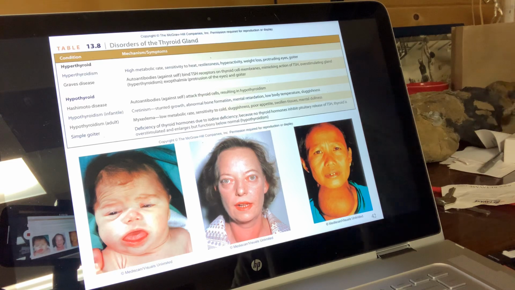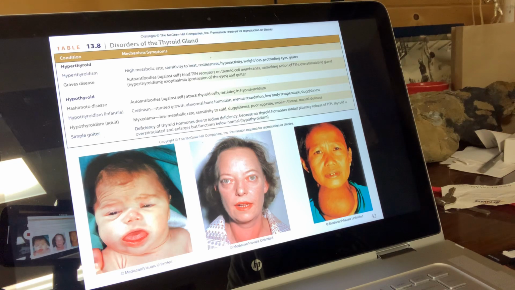Adults can also develop hypothyroidism for many different reasons, Hashimoto's disease being one of them. Ultimately, if hypothyroidism is severe in adults, it can cause a condition called myxedema. Myxedema is a life-threatening condition of low thyroid production in adults that leads to a very, very low metabolic rate.